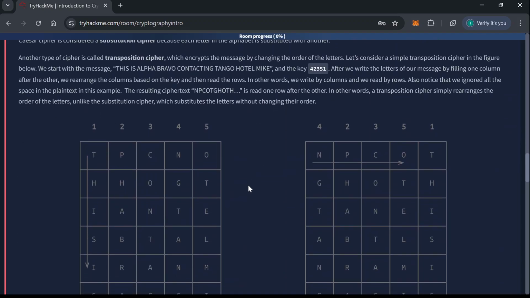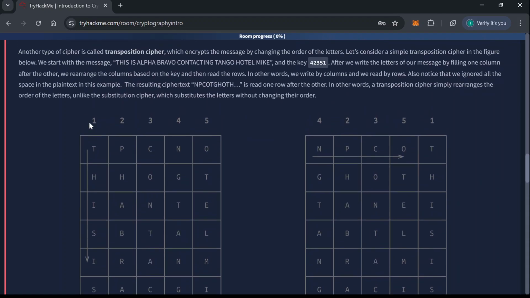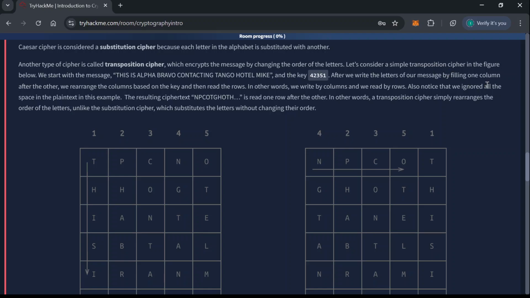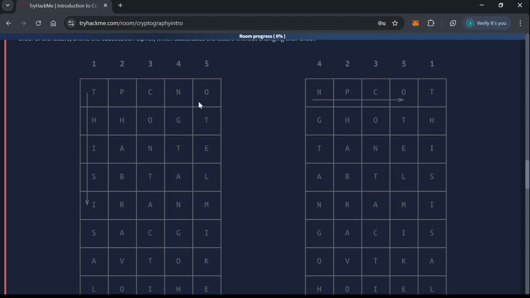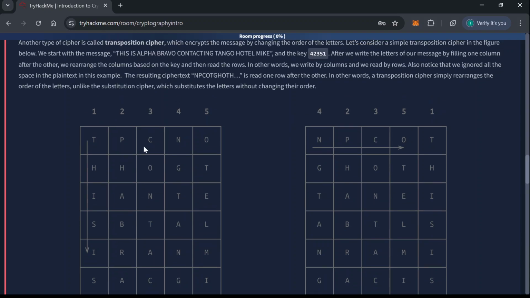After we write the letters of our message, as you can see the way we've written it, by filling one column after the other, we arrange the columns based on the key and we then read the rows. We've written this is Alpha. Can you see Bravo? Can you see how we've written it in each of the columns? So we are going to write by columns and read by rows.